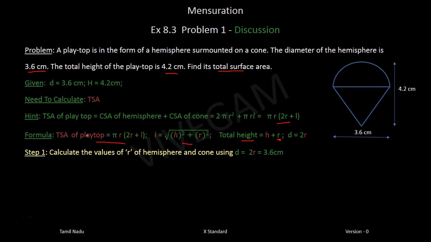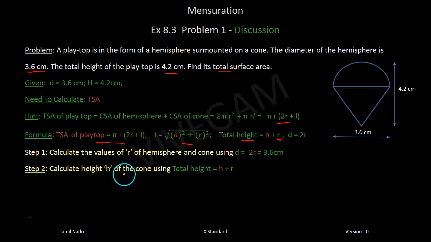Let me summarize the steps. Calculate the value of the radius of the hemisphere and the cone. Both are the same. Using d equal to 2r, that's equal to 3.6 centimeters. So radius will be 3.6 divided by 2, 1.8 centimeters.